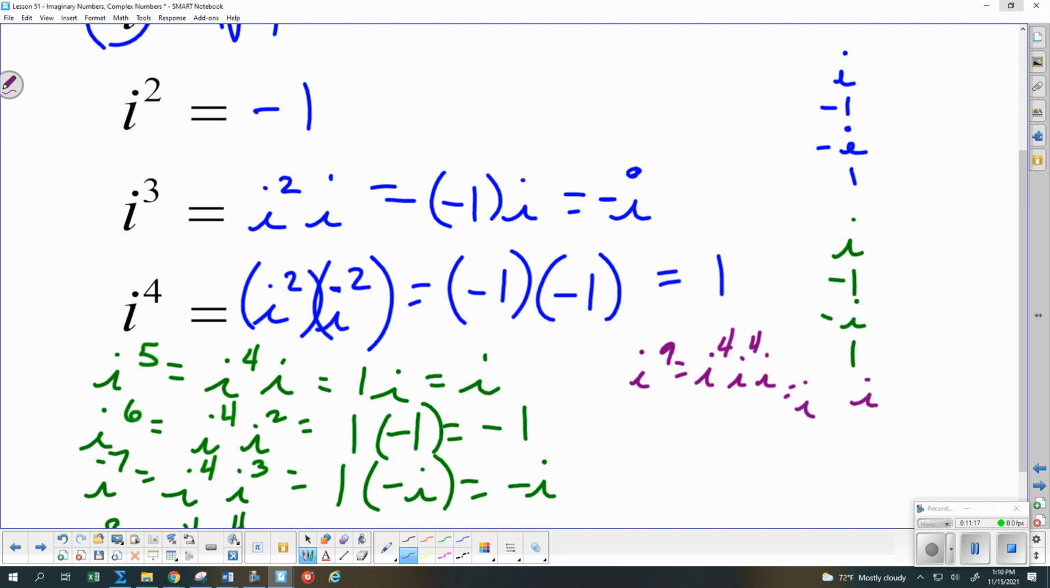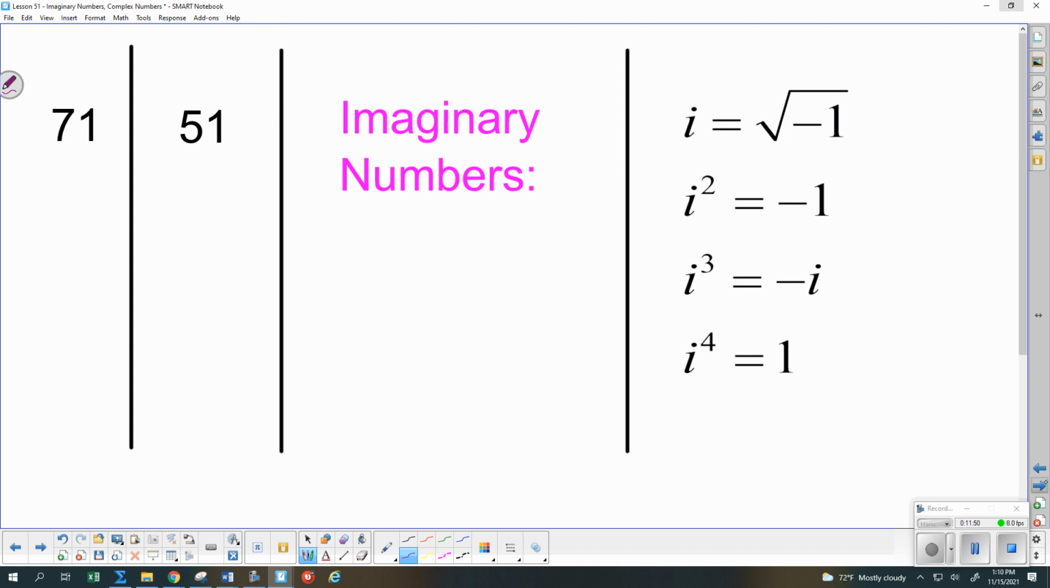Are you seeing a repeating pattern in here? So you need to memorize the first 4: i, i squared, i cubed, i to the fourth. So i, minus 1, minus i, plus 1. Everything else will repeat. And so to do those, you do like I did here. You factor out i to the fourth if you can, or i to the eighth, or i to the 12th, the biggest exponent power of 4 that you can, and see how many i's are left over. So write these 4 in your formula list as ones that you need to memorize.